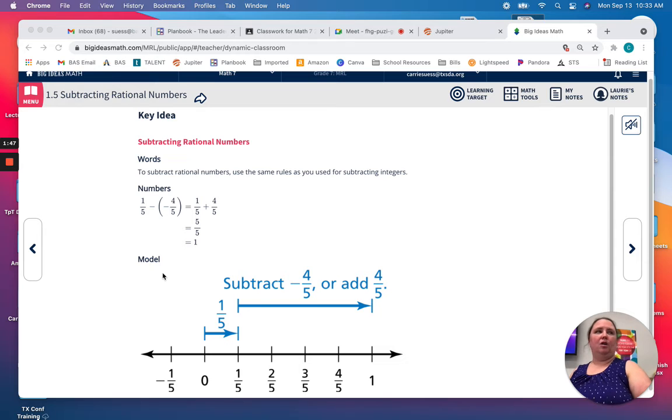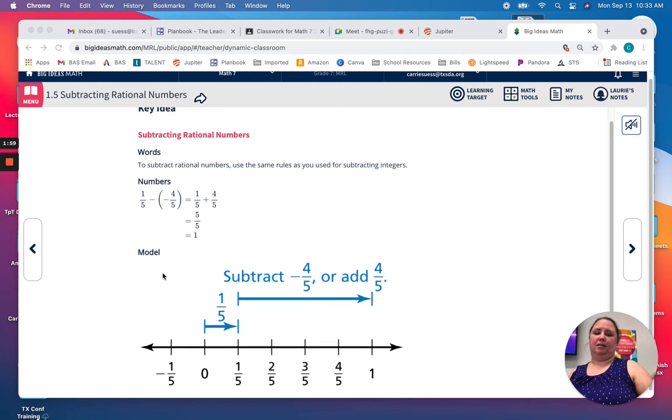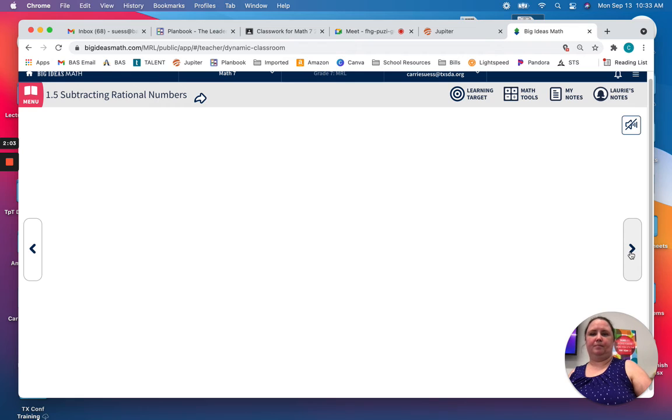Do you see that? When you have 2 negatives next to each other, what does that actually mean? It means addition. It's going to be a positive. So even though you're subtracting a negative number, it makes it to where you're adding it. Does everybody follow that? So let's do an example here.